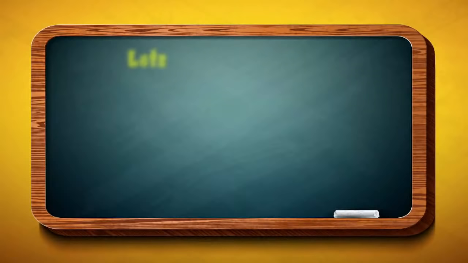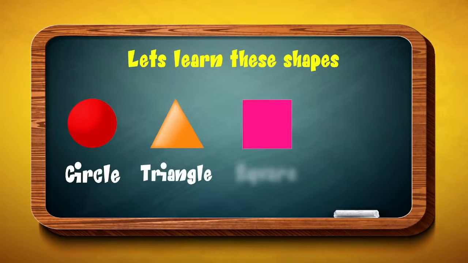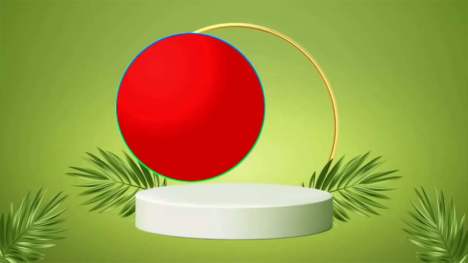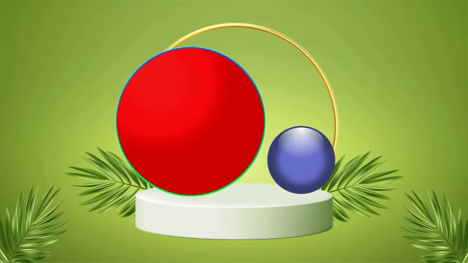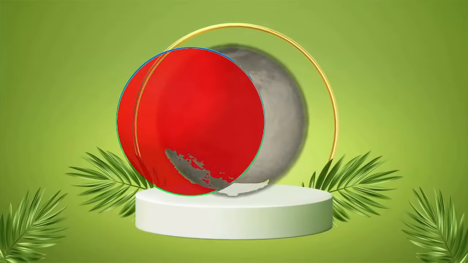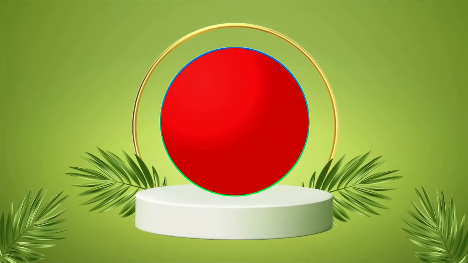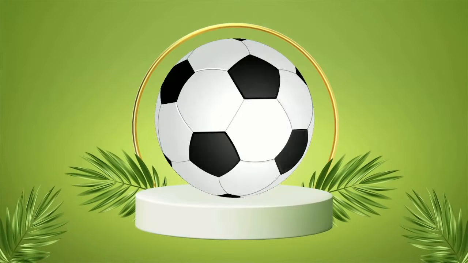Learn these shapes. Circle, triangle, square, and heart. A big circle, a little circle. Circles are going round and round. A circle turns into a full moon. Oh, a round circle. A circle turns into a football. Oh, a round circle.